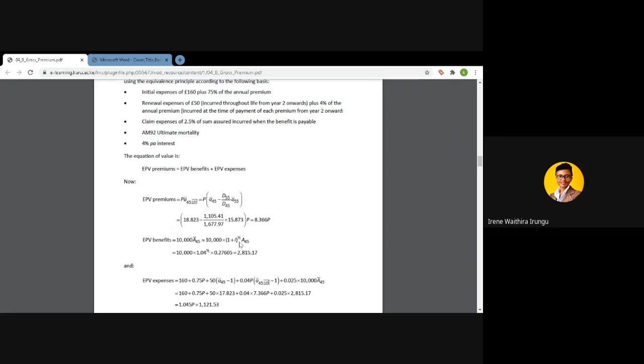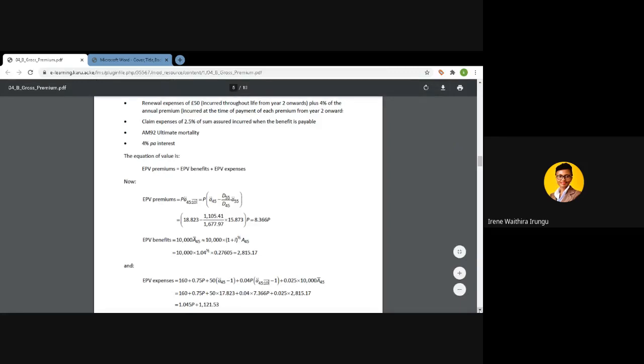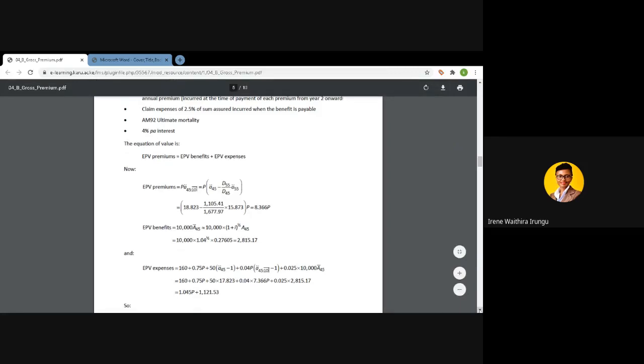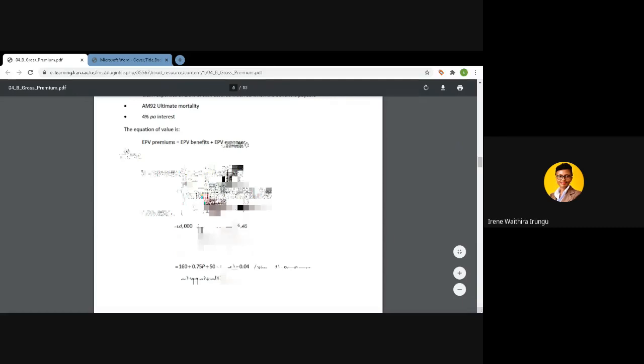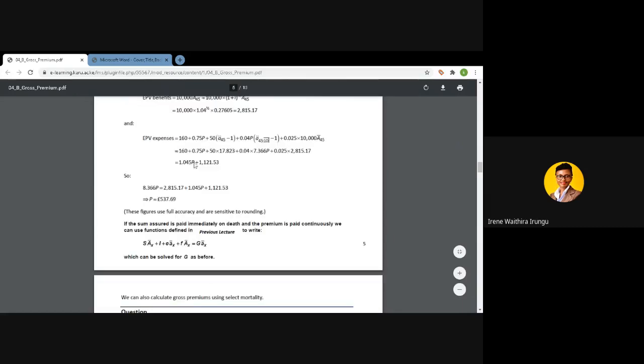So once you have EPV of premium, EPV of benefits, EPV of expenses, then you can fit your equation of value. You can see the only unknown here is P. This is already a full amount in itself. So we are going to be solving for P. You can see there's also a P there. So what we're trying to solve for is the gross premium denoted by P, and this is our final answer.